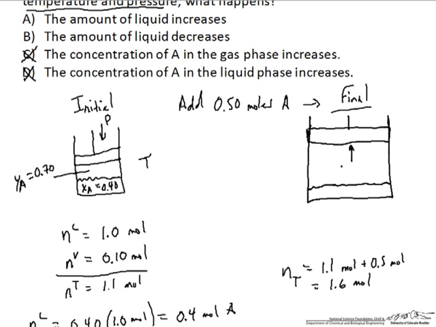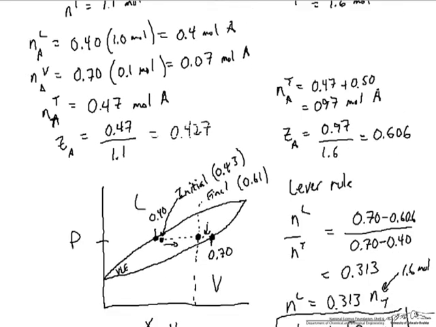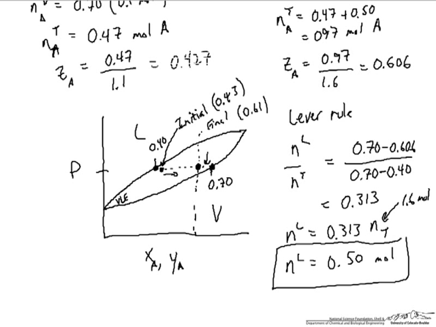And this is hard to determine without doing a detailed calculation. We can tell right away that the fraction of the fluid that's in the vapor is going to go up, because using the lever rule, we can see that we'll be moving to the right on our diagram. But if you do the detailed calculations, you see that actually the amount of liquid will also go down. And that's because we're enriching our total system in the more volatile component.